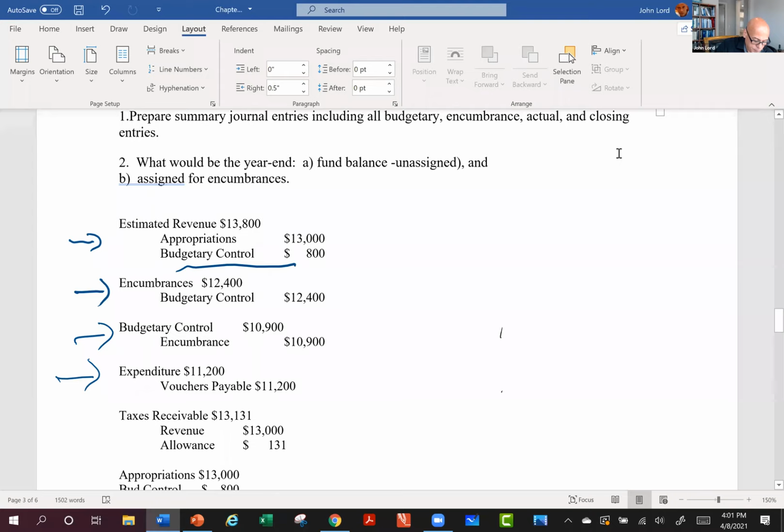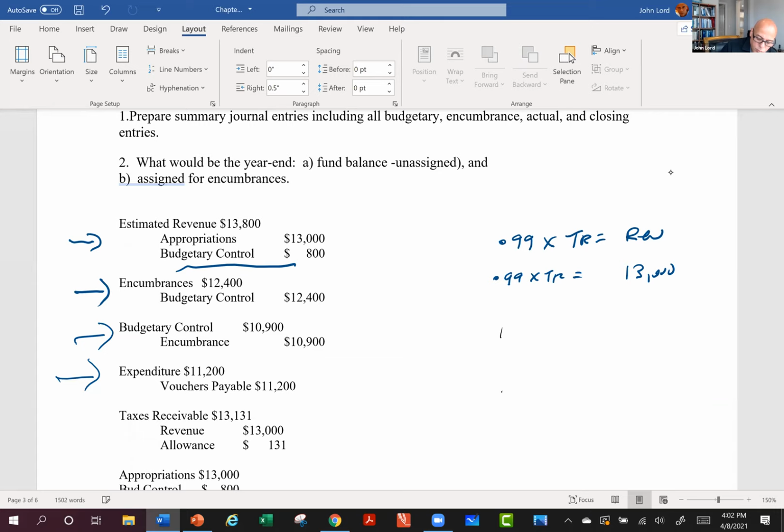Then I got to set up the revenue. And I know that I credit revenue net of the allowance. Now you're sitting there saying, well, if 1% is uncollectible, that means that 0.99 times the taxes receivable will equal the revenue. I know that the revenue is 13,000. So 0.99 of whatever the taxes receivable are will equal 13,000.